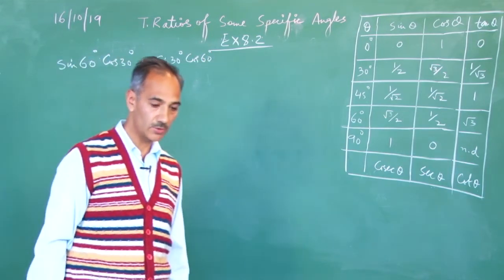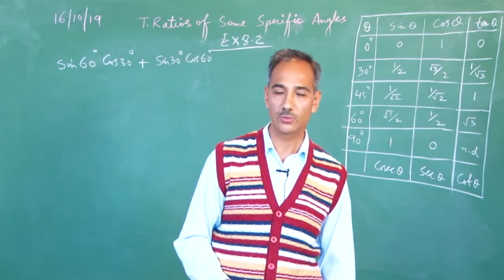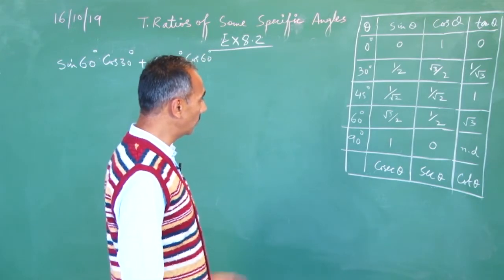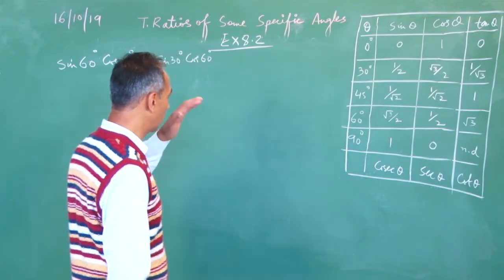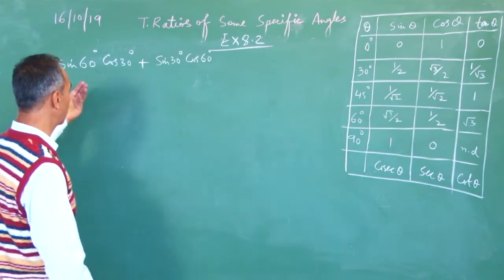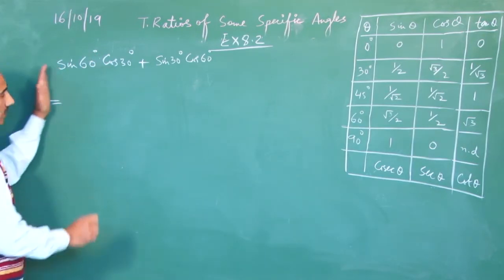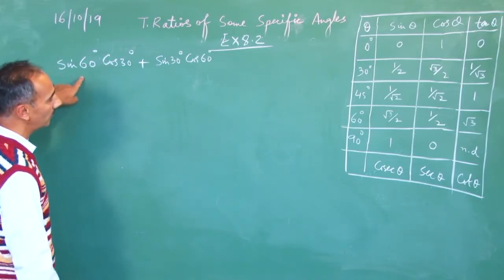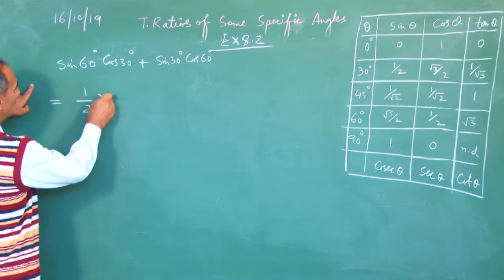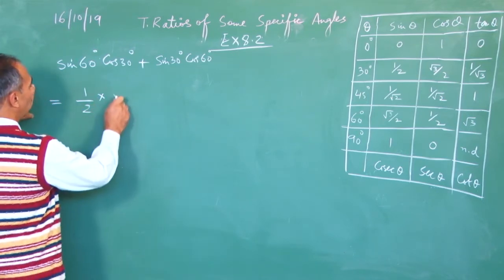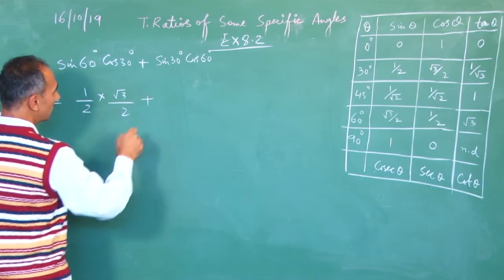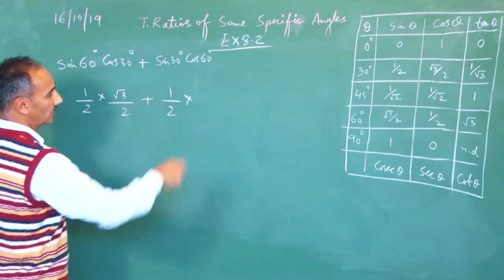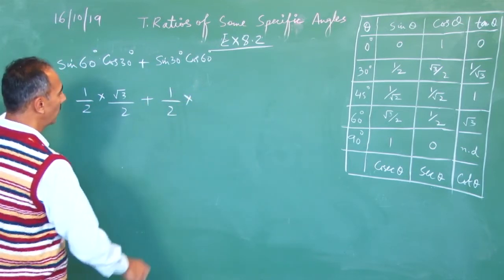So the first thing you have to do in your examination when you are working with questions like this, make a table on the right hand side and don't rub it, just make it and refer to it. Now values are to be taken from that and put in this expression. This is my trigonometric expression as we did in the previous video. Sine of 60, my dear friends, is 1 upon 2. Put the value. This is into cos of 30, which is square root 3 upon 2, plus sine of 30 is 1 upon 2, into cos of 60 is 1 upon 2.